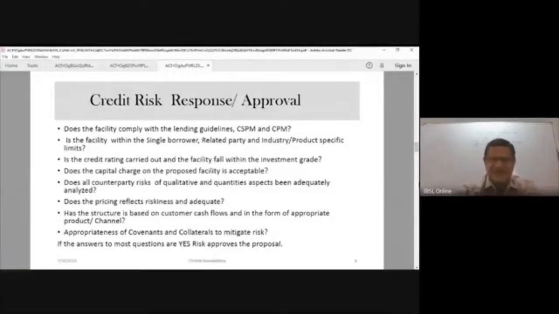Now this appraisal form will carry the interest rate, the amount which they're going to charge. So the risk department, if they think the interest rate you have applied to this client is not in line with the risk you identified in this customer, and if the customer is more risky, may recommend a higher interest rate than what they have already proposed. As the structure is based on customer cash flows and in the form of appropriate product and channel.